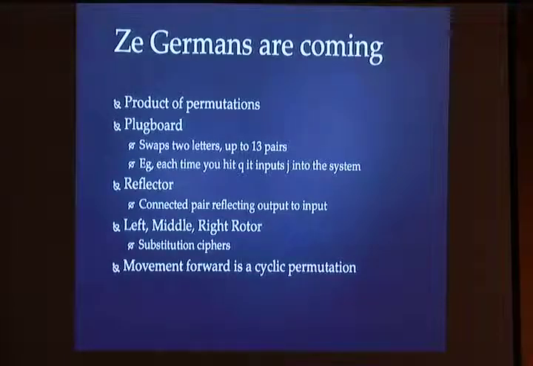A reflector. The reflector is a little bit weird, and on the next slide I'll explain what it does more accurately. Essentially it maps one thing to another and pushes it back through the system. We'll leave it. And a left, middle, and right rotor, which were essentially substitution ciphers with hard-coded substitutions that would rotate independently of each other, and they would be connected at a specific point, and that's what you would substitute on. Every movement in here is a cyclic permutation. Ignore those words for 2 slides.